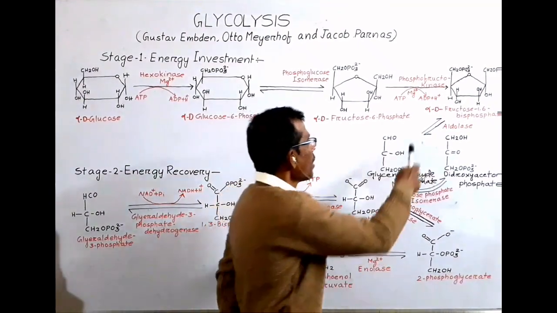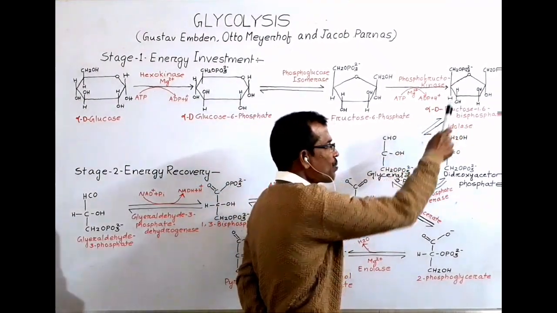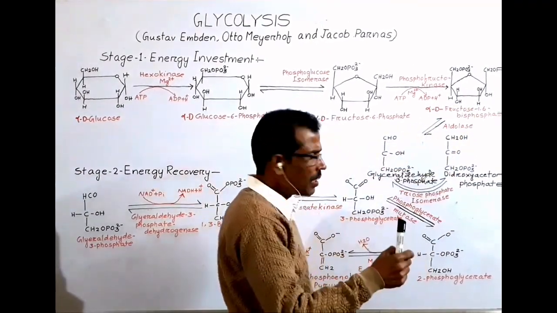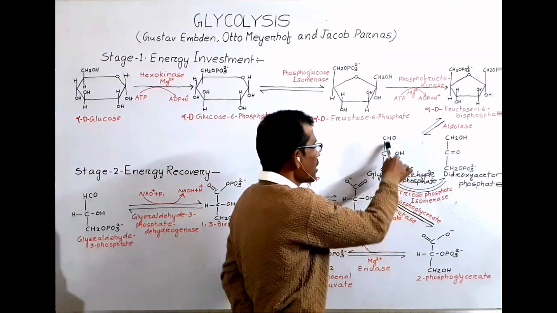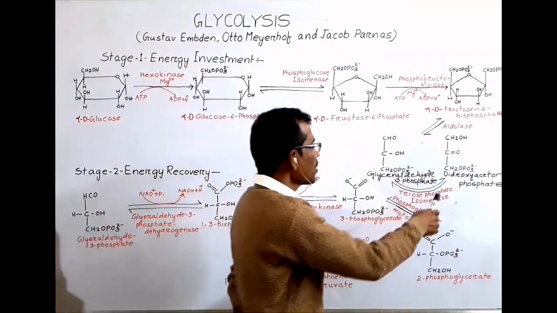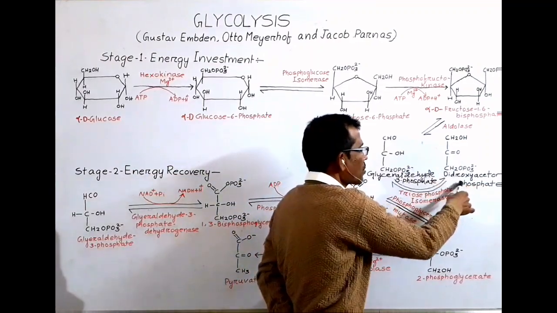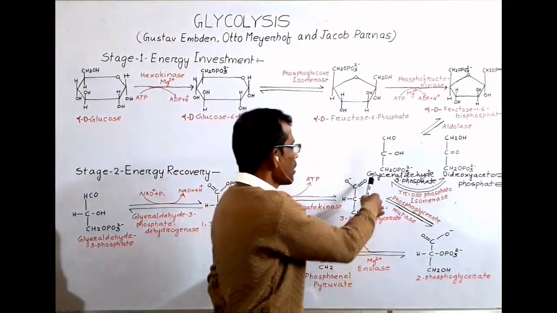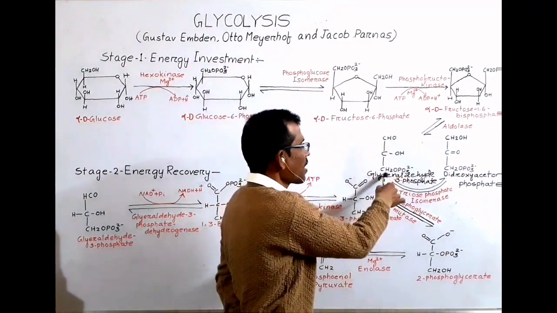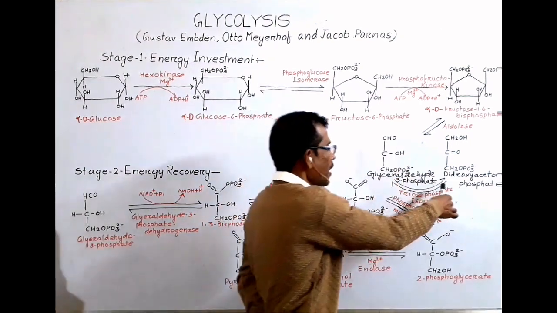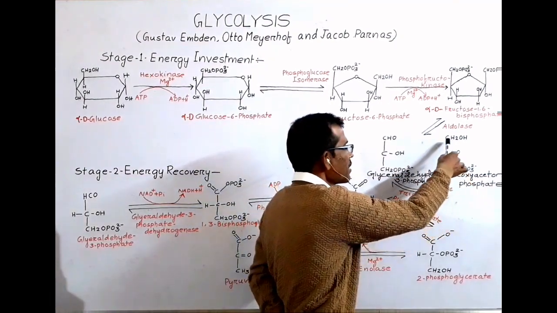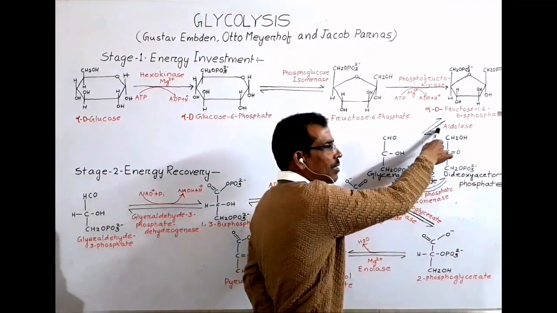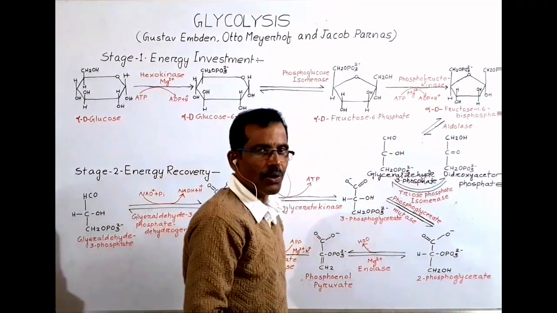Reaction 4 is an aldol cleavage. In this step, alpha-D fructose 1,6-bisphosphate is cleaved between carbon 3 and 4 to yield one molecule of glyceraldehyde 3-phosphate and another molecule of dihydroxyacetone phosphate. Both are triose phosphates, but glyceraldehyde 3-phosphate is an aldose, whereas dihydroxyacetone phosphate is a ketotriose. This cleavage is catalyzed by the enzyme fructose bisphosphate aldolase.